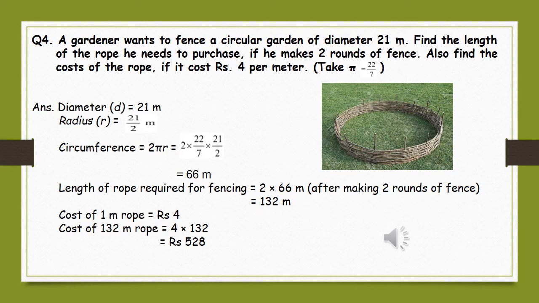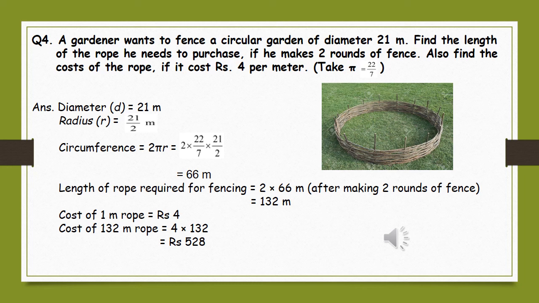Now we are moving to sum number 4. A gardener wants to fence a circular garden of diameter 21 meter. Find the length of the rope he needs to purchase if he makes 2 rounds of fence. Also find the cost of rope if it costs rupees 4 per meter. Pi value is provided in the question as 22/7.